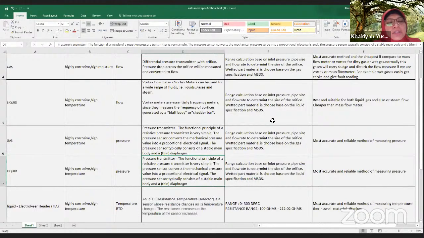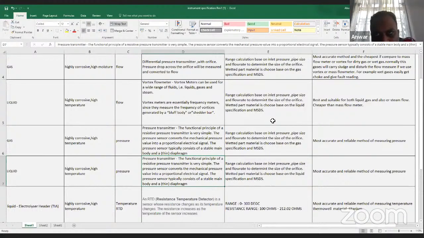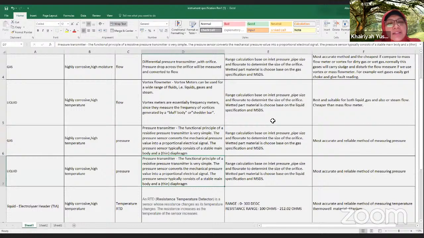Encik Anwar, when you want to select the instruments, what do you do first? What do you look at first in selecting, because there are multiple choices that you have to make, right? So what do you look at first in coming up with the criteria? What would be included in your criteria normally?